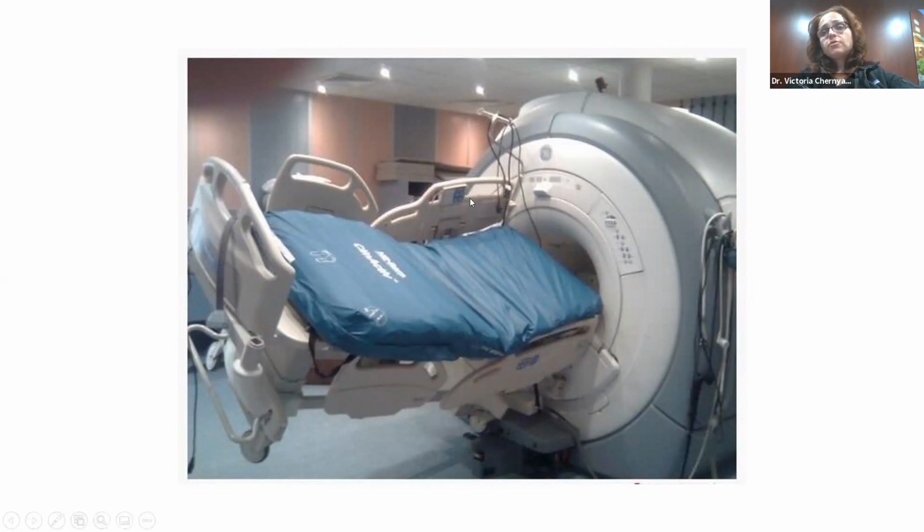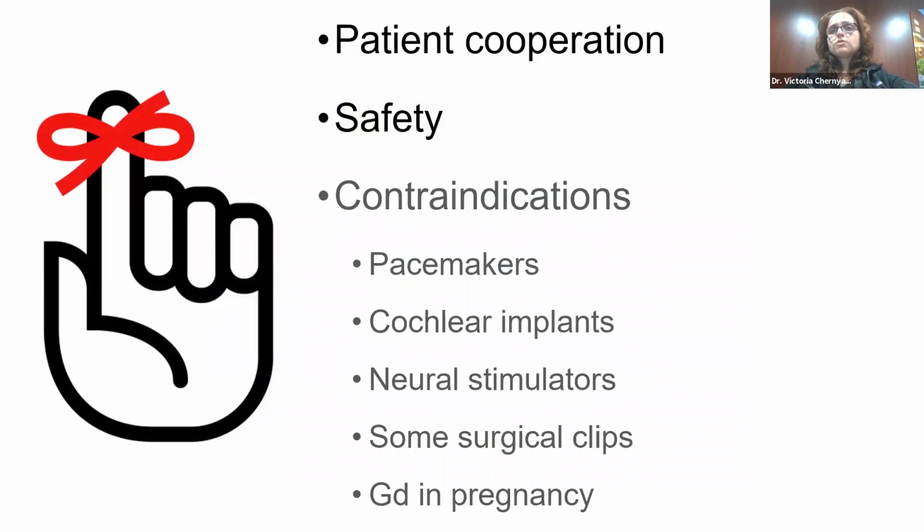A fun fact: if you walk into the MR scanner, don't have your credit cards on, because the strong magnetic field will destroy the magnetic strip on your credit cards. So those are safety concerns.